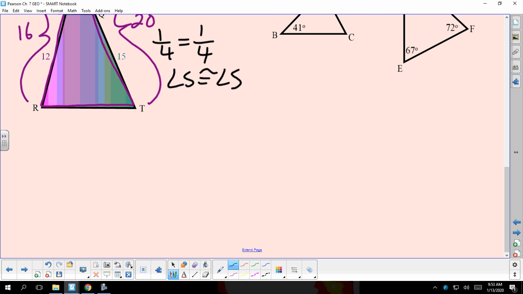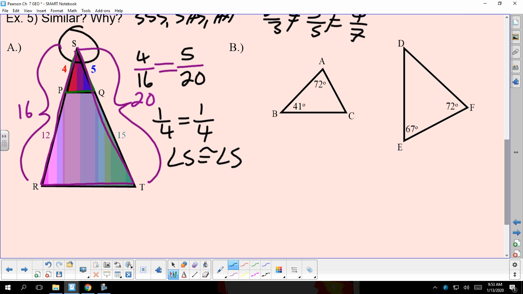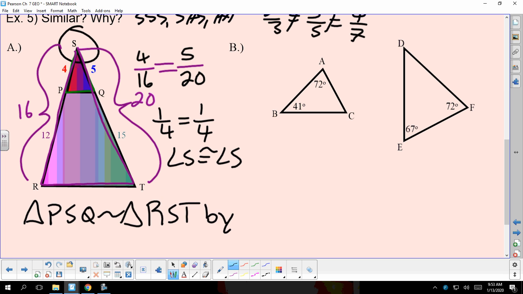Let's write our similarity statement. This is our statement. Triangle PSQ is similar to triangle RST by side, angle, side.